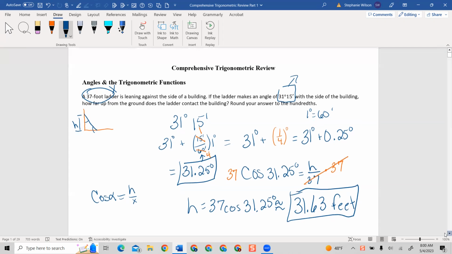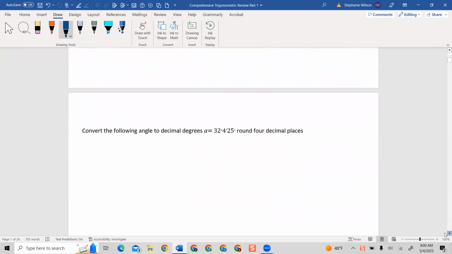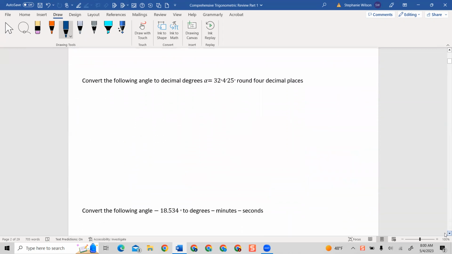Okay. So let's do our next example. Our next example says convert the 32 degrees, 4 minutes, and 25 seconds to all degrees. And we're going to round to the 4 decimal places, which is the 10,000ths. So let's do this. So I already see that I got the 32 degrees, right? But let's do the 4 minutes. We know that in 1 degree, it's 60 minutes. And then we got the 25 seconds over. Well, in 1 degree, that's 3,600 seconds.